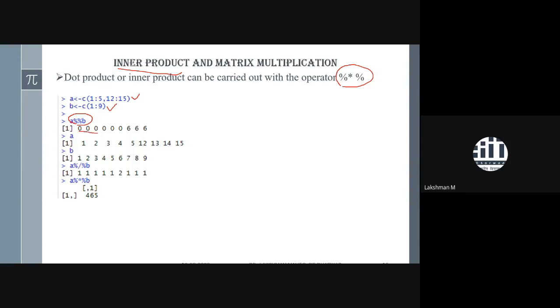So if you divide 1 by 1, remainder 0. Similarly, the second entry output of the first would be 1. So here I have already written. So if you divide 1 by 1, what would be the remainder? 0. If you divide 2 by 2, the remainder would be 0.